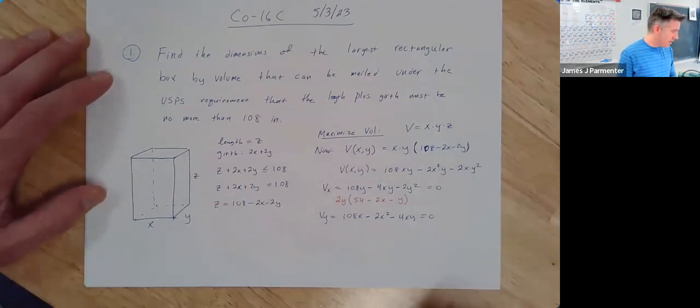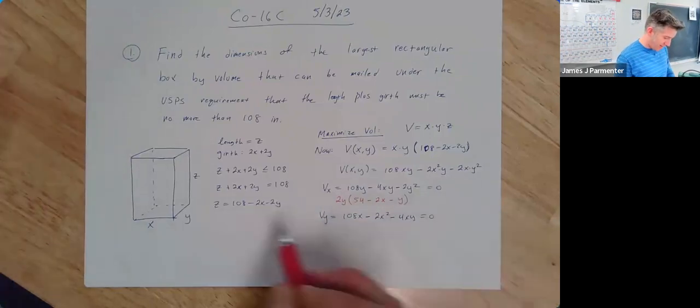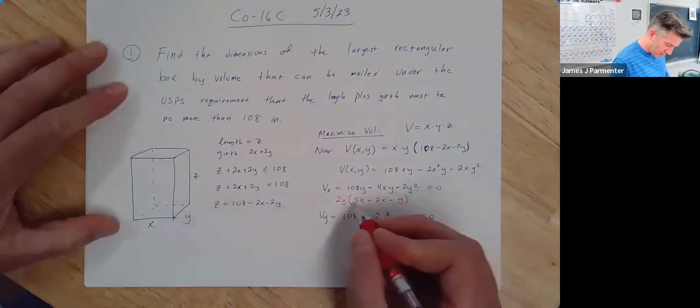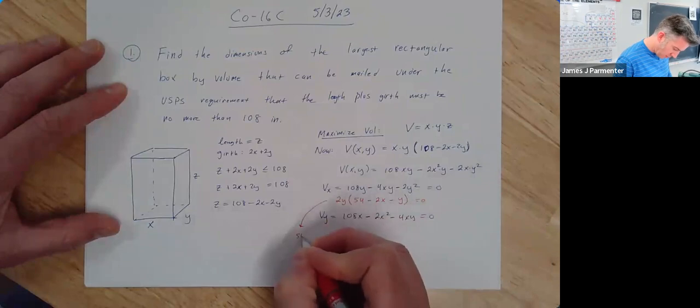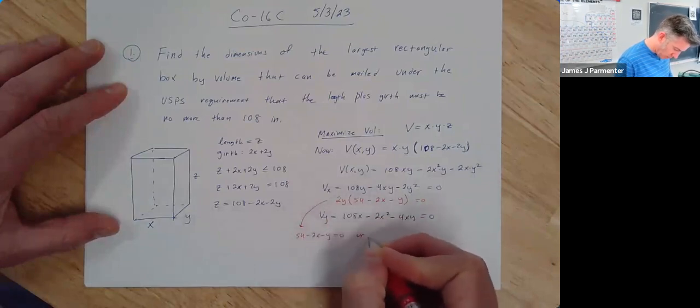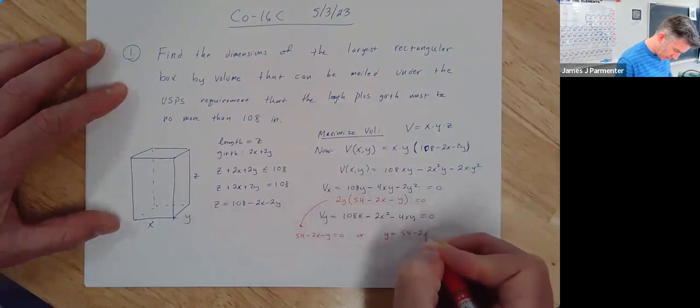So here's what I'm going to get. I'm either going to get y equals 0, which is probably not the right answer, because if y is 0, my box is not going to have the right volume. Or I'm going to get this part equal to 0. So that's going to give me 54 minus 2x minus y equal to 0, or y equal to 54 minus 2x.